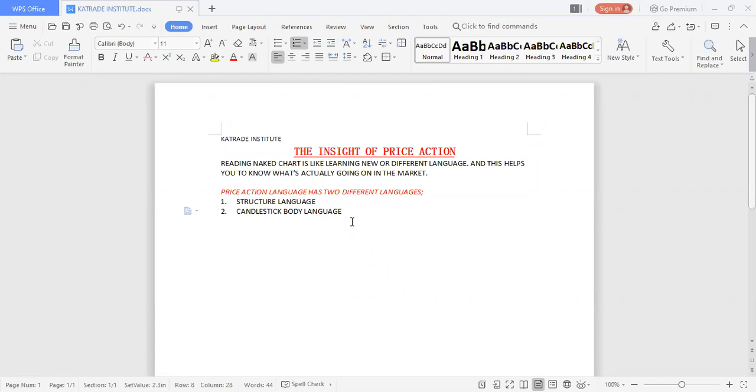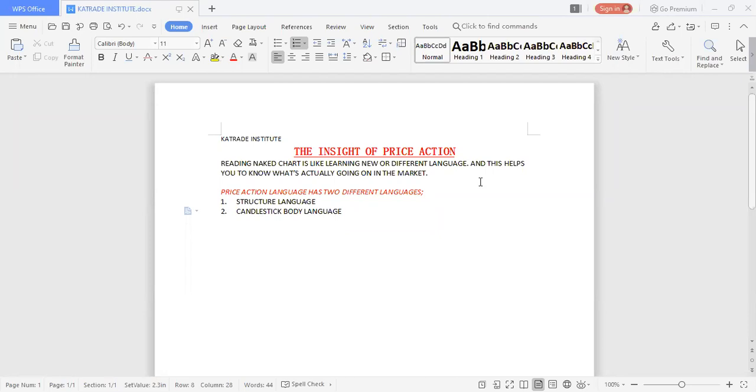So our main topic for today is what? The insight of what? Price action. That's what we are going to be looking for: the insight of price action. And if we're reading the naked chart, it's like learning a new or different language, and this helps you to know what is actually going on in the market.